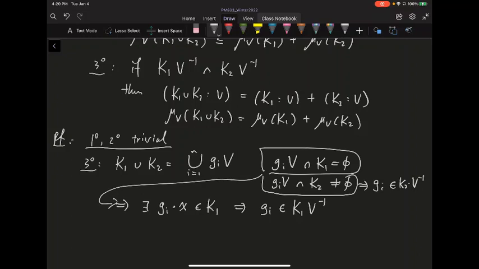So in other words, each of these gi v either intersects your k1 or intersects your k2, so you can separate them. So n of these translations of the neighborhood, you can separate as covers of k1 and covers of k2. So you can convince yourself that this implies the other direction. The covering of k1 union k2 is going to be greater than or equal to the sum, so it's superadditive. And the subadditivity follows from number 2, so we get equality here.